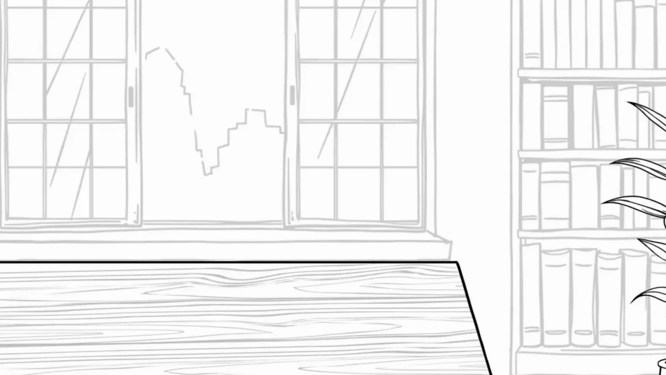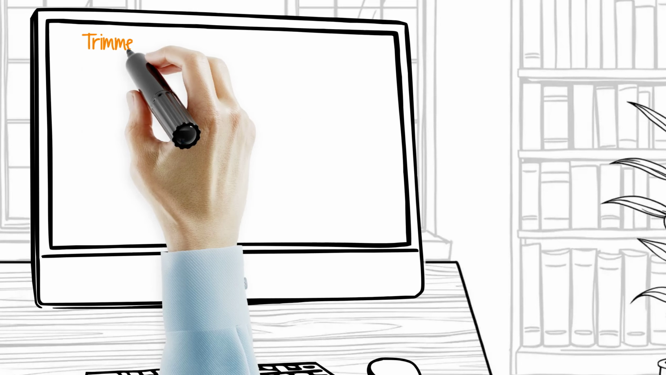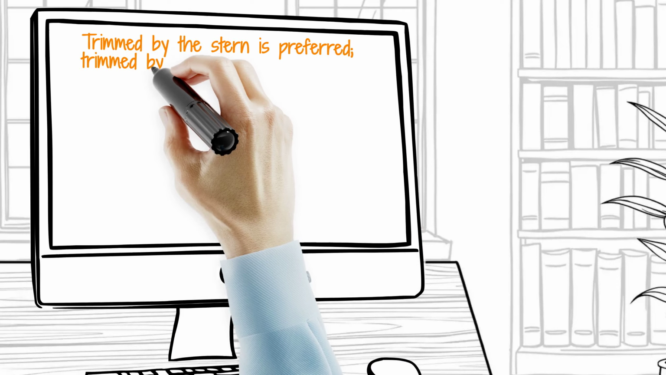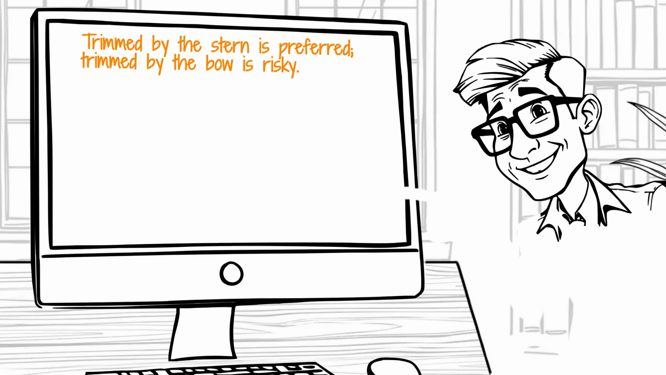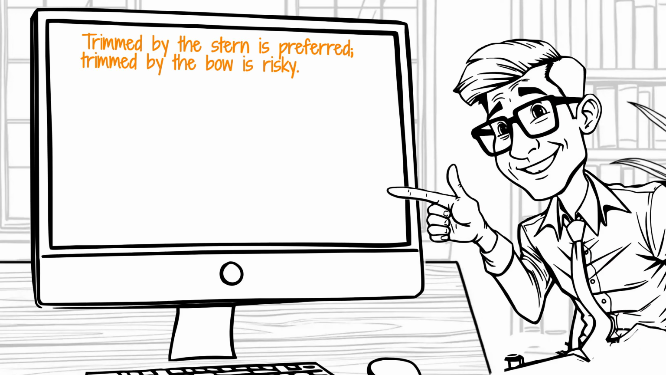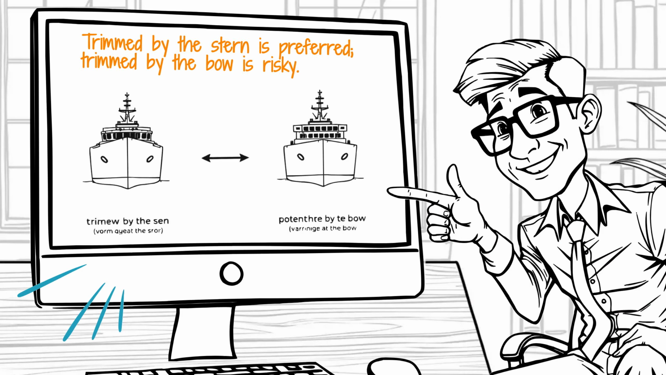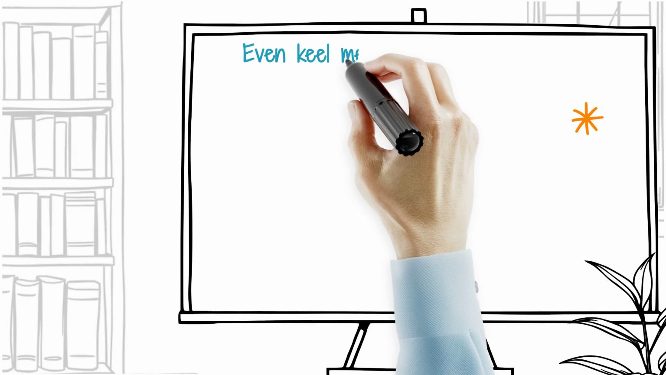If the forward draft is less than the aft draft, the ship is said to be trimmed by the stern, which is the most common and often preferred condition. If the forward draft is greater than the aft draft, the ship is trimmed by the bow, which can be dangerous, especially for large, full-bodied vessels. If the drafts are equal, the ship is said to be on an even keel.